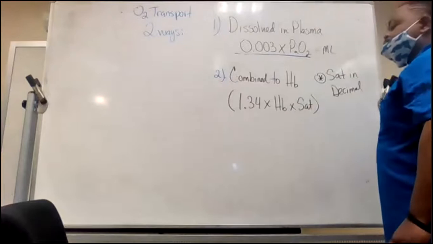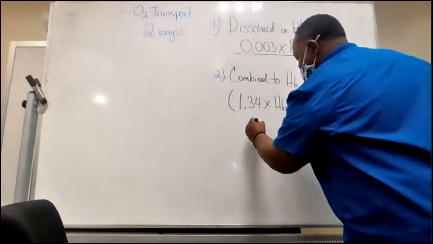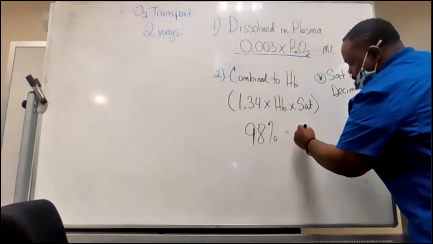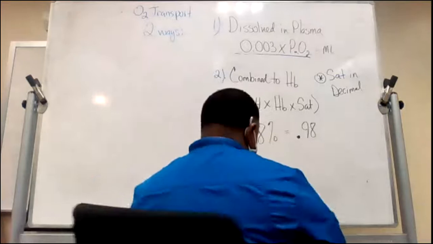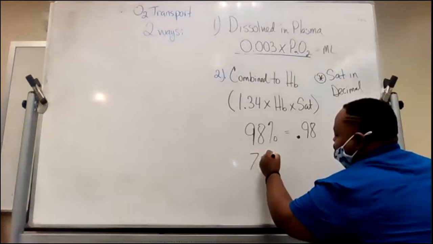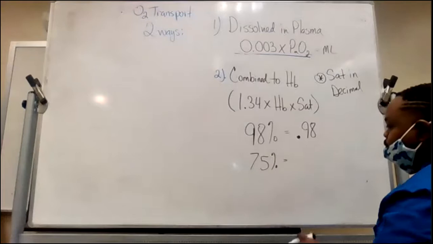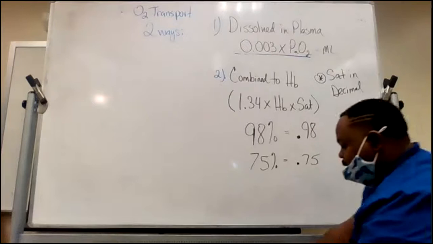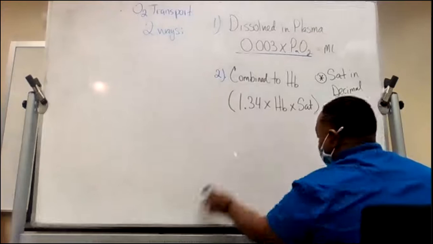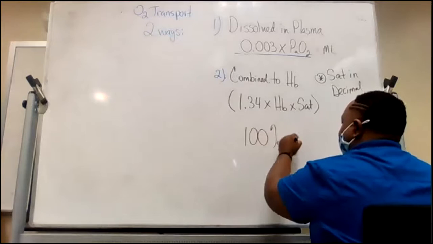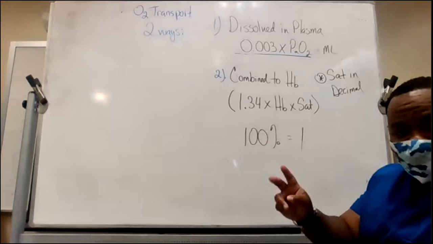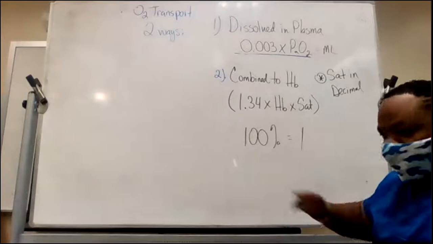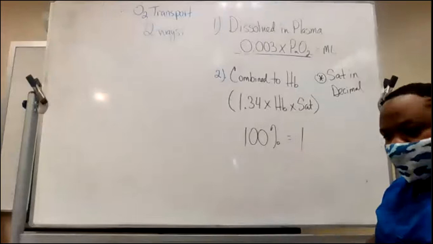So, for instance, 98% is 0.98 as a decimal. What if somebody is 75% sat? What is that as a decimal? 0.75. All right. But what about this? Because it's tricky sometimes. What if they're satting 100%? Move the decimal 2 times to the left. So 1, 2 is just 1. Don't put 0.1. That's going to throw you off. It's going to be wrong. 100% is 1 as a decimal. Just 1. Okay.